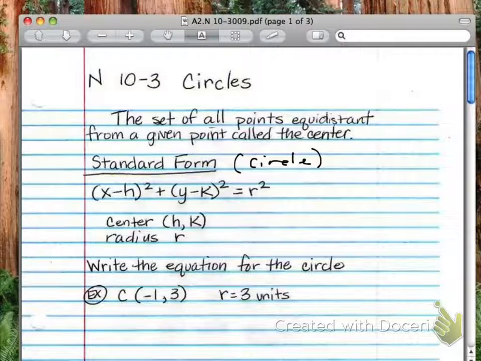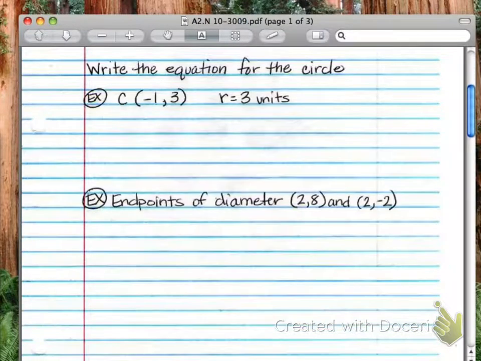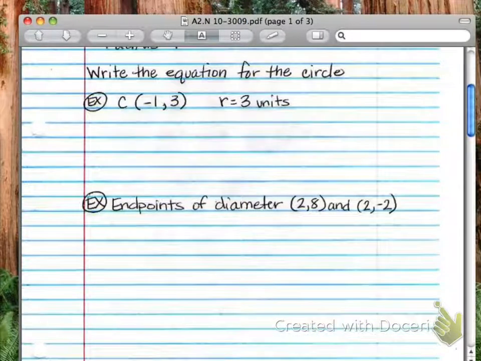Okay? All right, so let's take a look at the first and the easiest part. And that is going to be: write the equation for the circle. And they're giving us the center of the circle and they're giving us the radius. So, what's our standard form again? (x - h)^2 + (y - k)^2 = r^2.